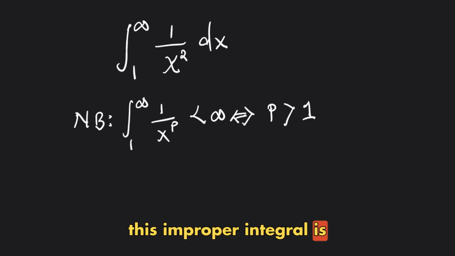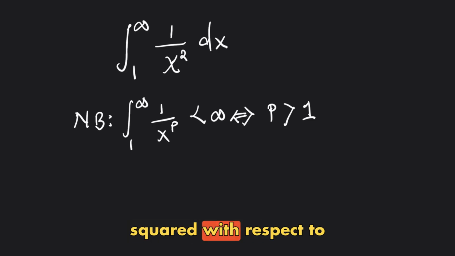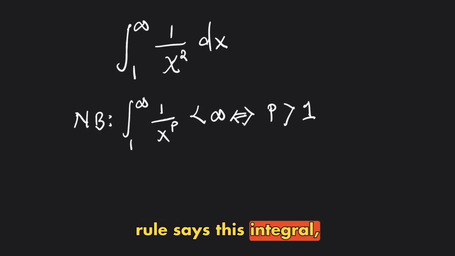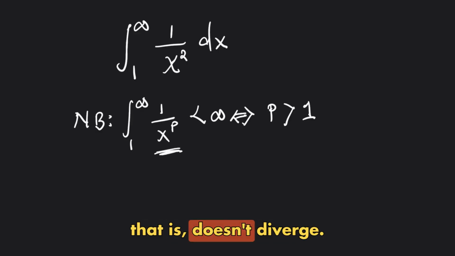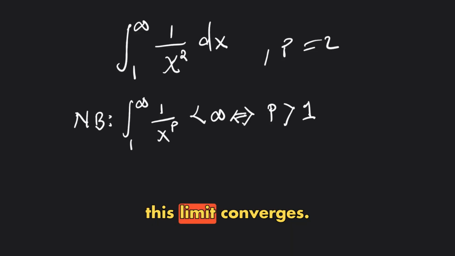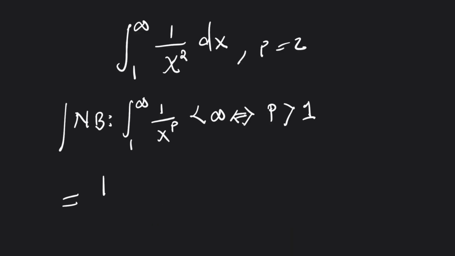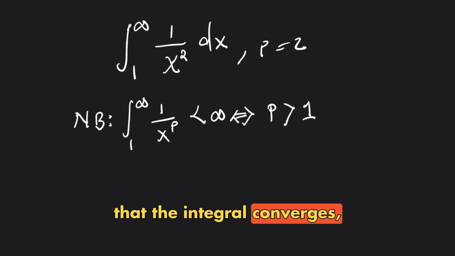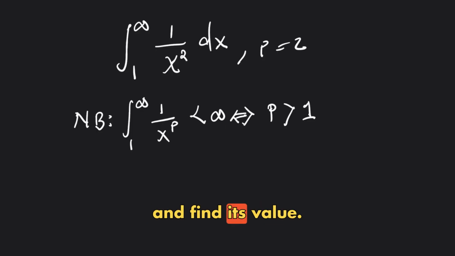This improper integral is simpler than it looks. So we have the integral of 1 over x squared with respect to x, with limits 1 to infinity. The rule says this integral, when x is raised to the power p, is finite, that is, does not diverge, if and only if p is greater than 1. In this case, our p is equal to 2, so this integral converges. Now that we know that the integral converges, let us go ahead and find its value.